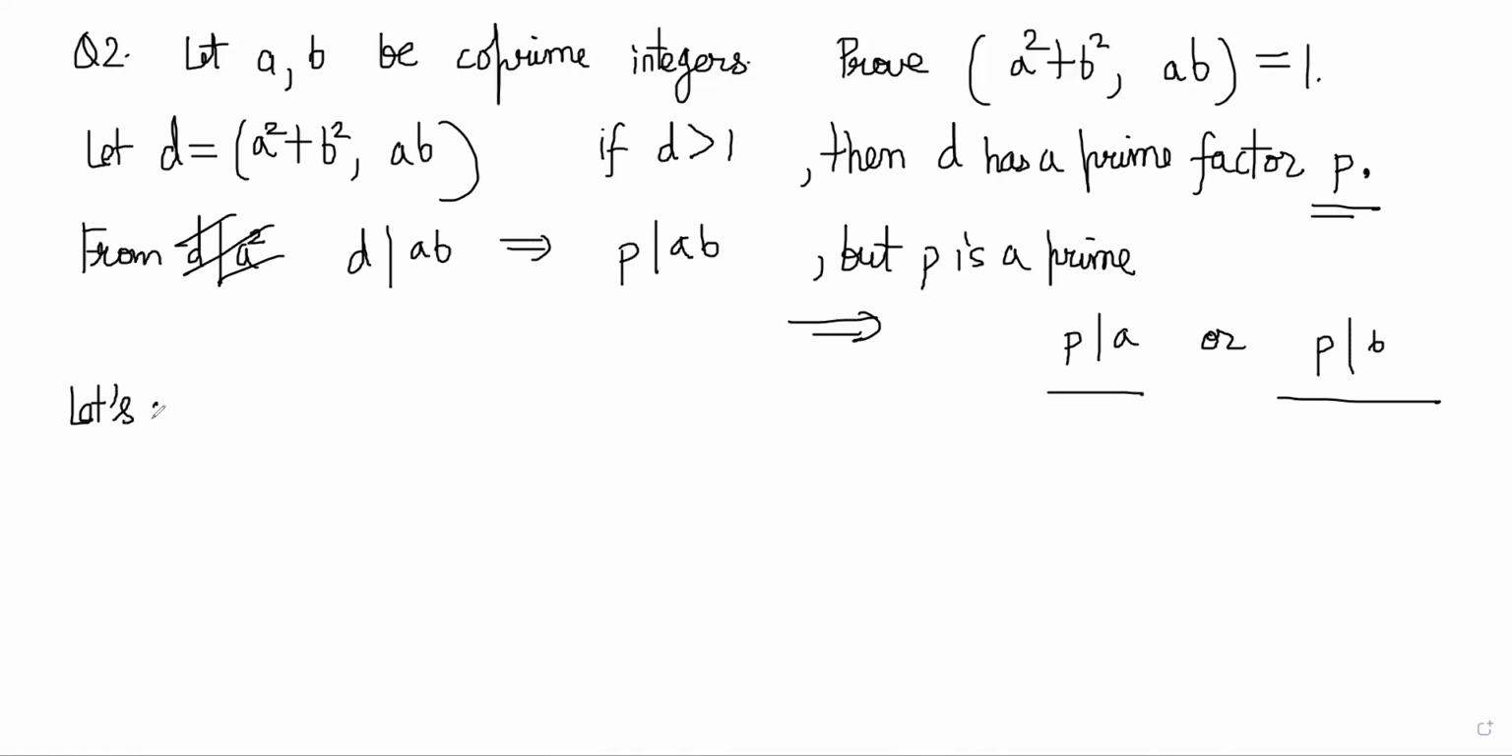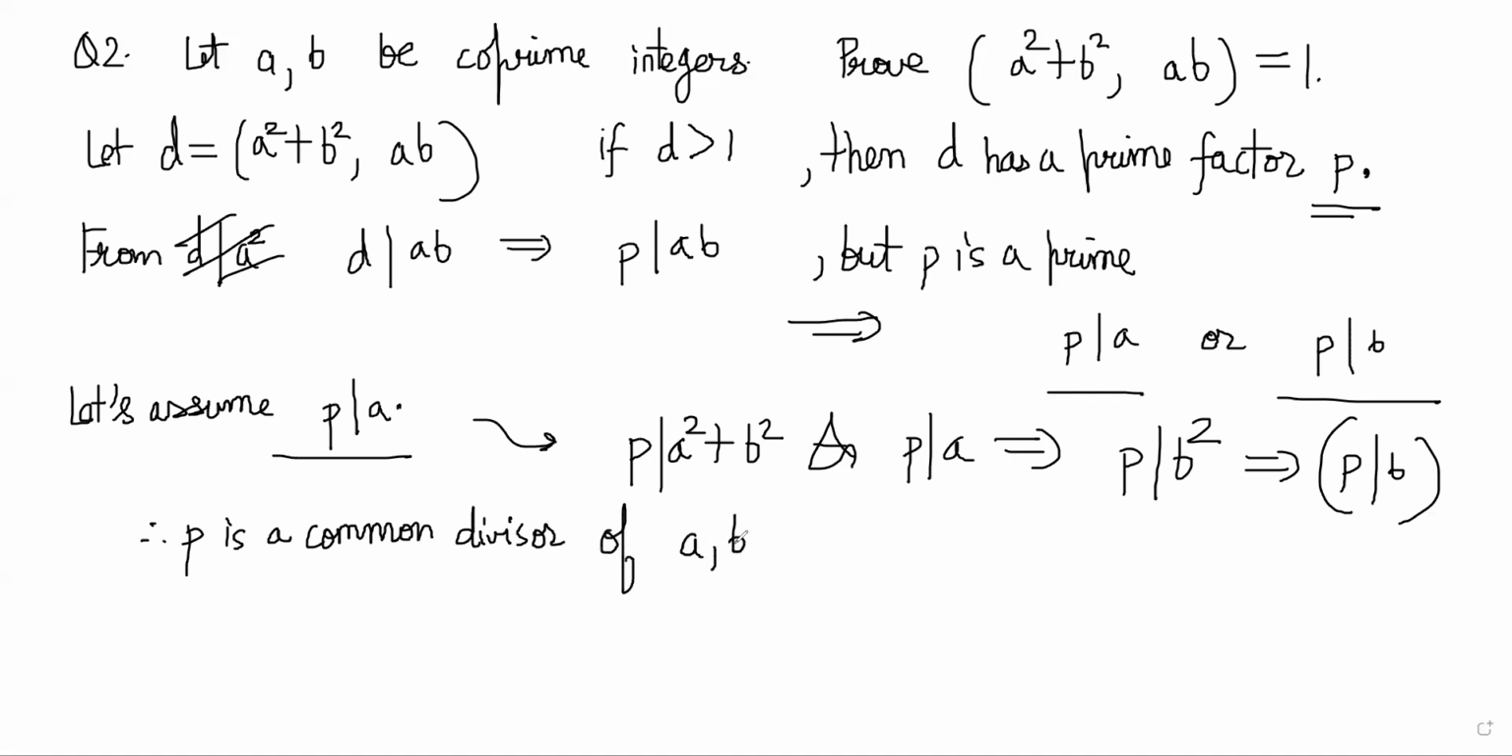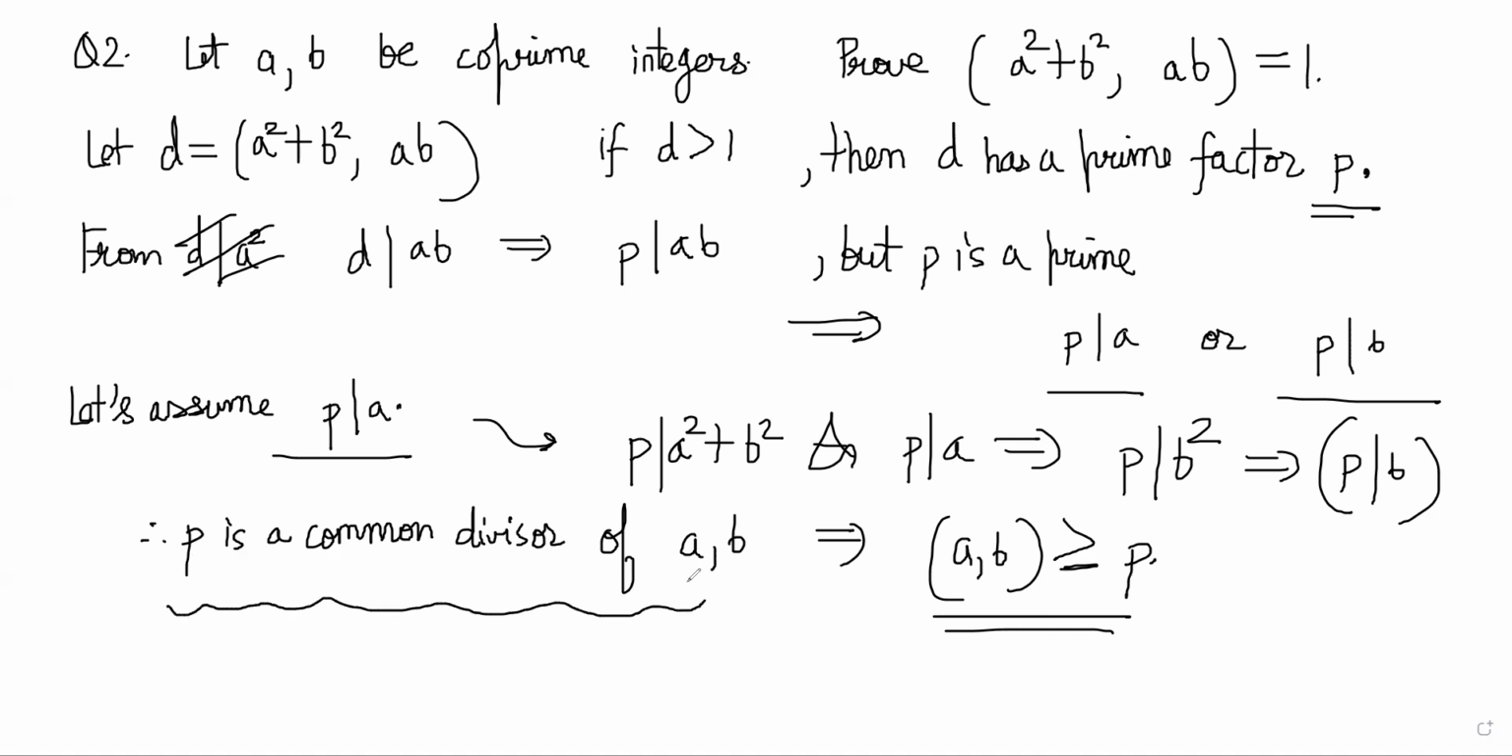Let's assume that p divides a. If we suppose that p divides a, then we already know that p divides a square plus b square and p divides a. So that combines, we know that p divides b square, which means p divides b, right? And if p divides b, therefore p is a common divisor of a and b. That means that the GCD of a and b has to be greater than or equal to p, right?